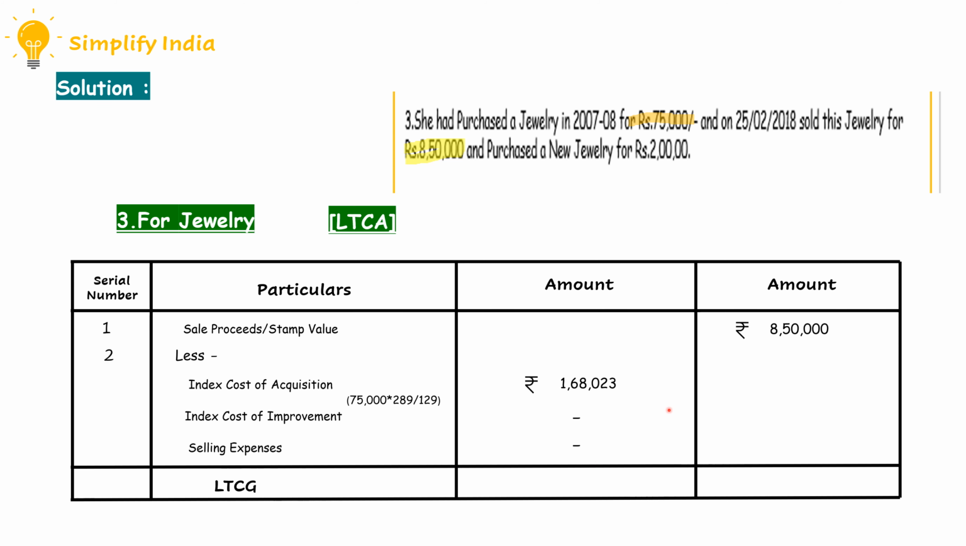When we take the index cost of acquisition in the outer column, we have to deduct it from the sales proceeds, that is rupees 8,50,000 minus rupees 1,68,023, and we will get a long term capital gain of rupees 6,81,977. As there is no exemption for jewelry, this amount is taken as the final amount, that is long term capital gain. There is no exemption for the jewelry.